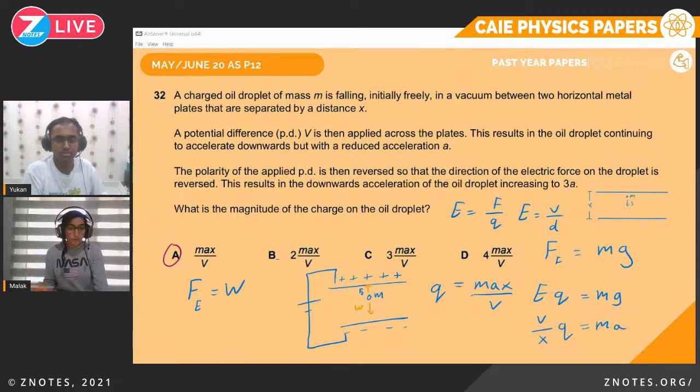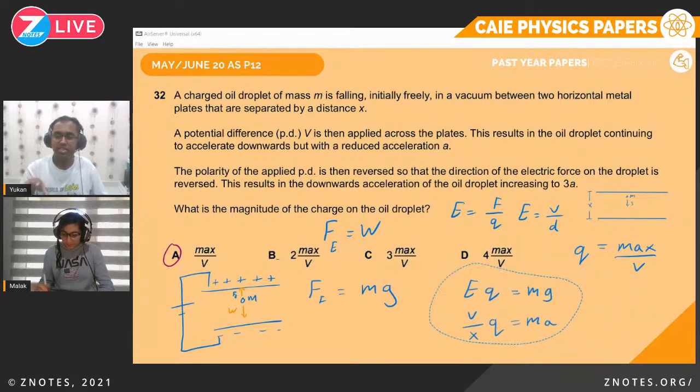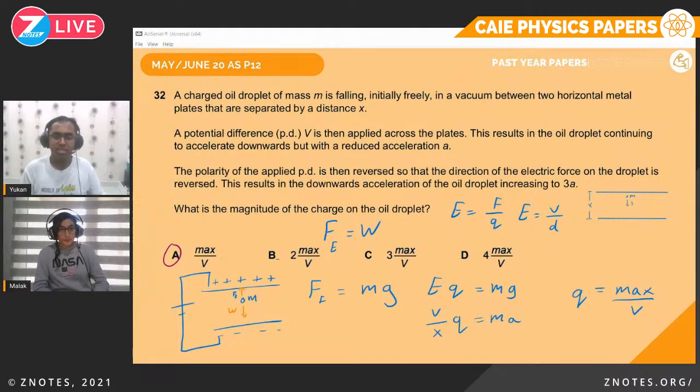Clear? An alternative way you can do this is just by looking at the second one. They already gave you an acceleration a, and you know that the force is due to the field. So F equals ma, and then you can use the field strength, where E equals F over Q and E equals V over d. Using that, you can eliminate F and E to get your final equation, max over V. You'll get the same thing.